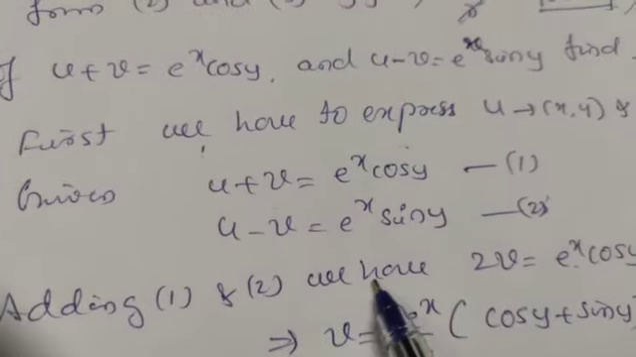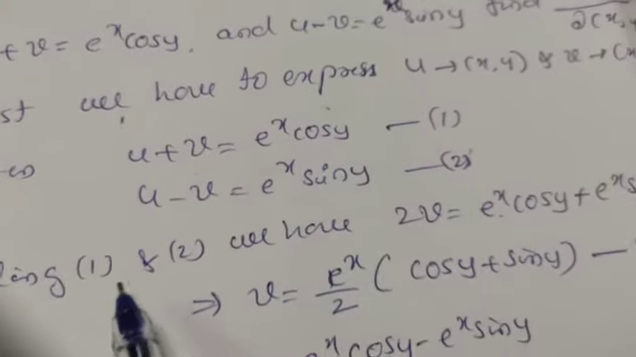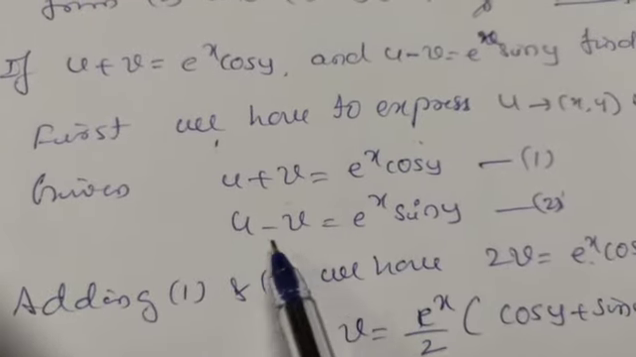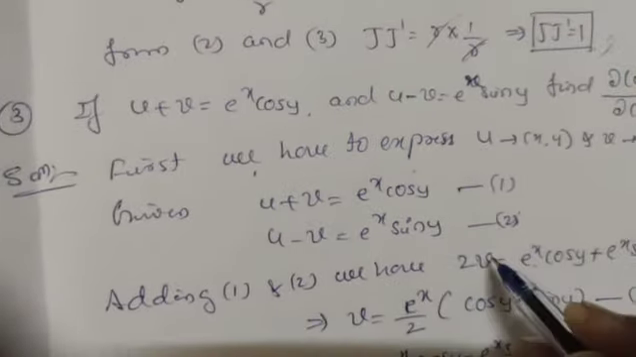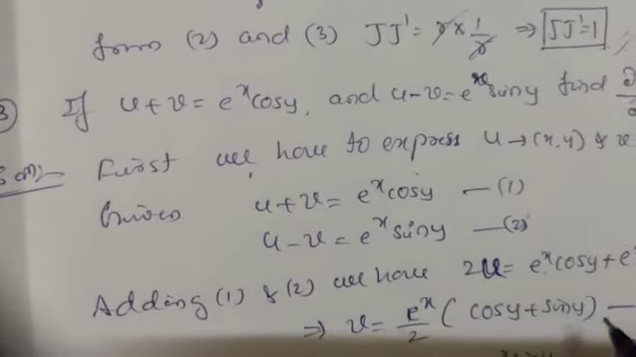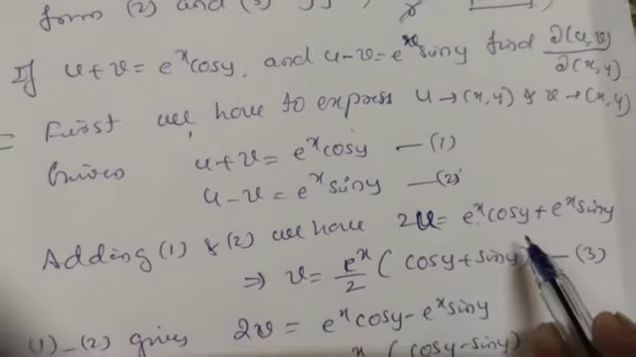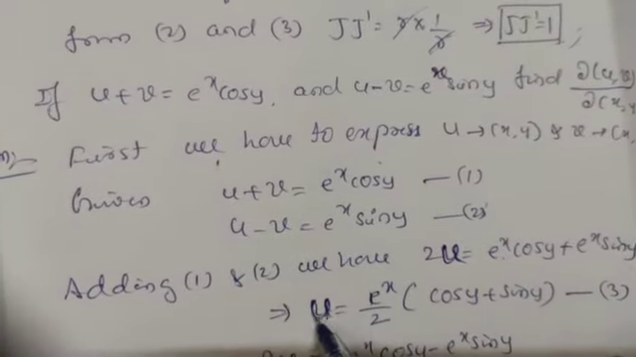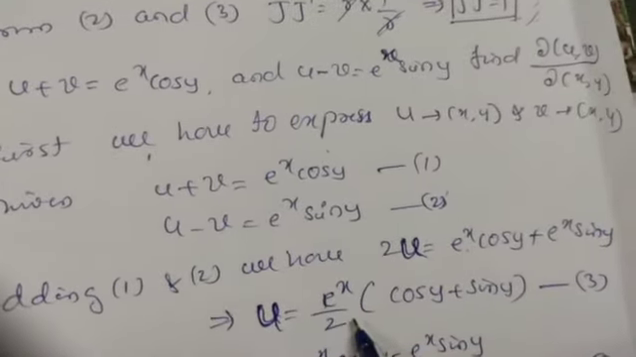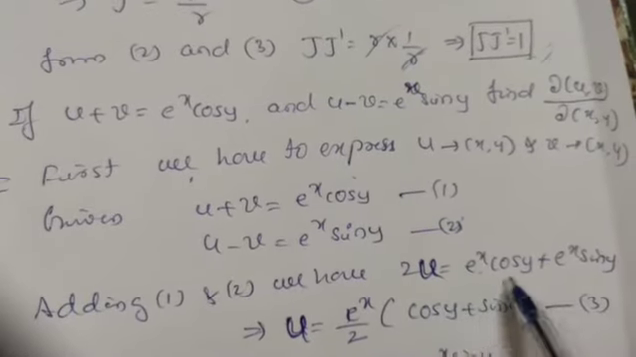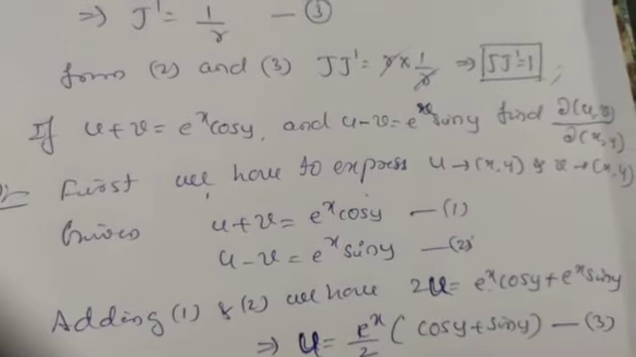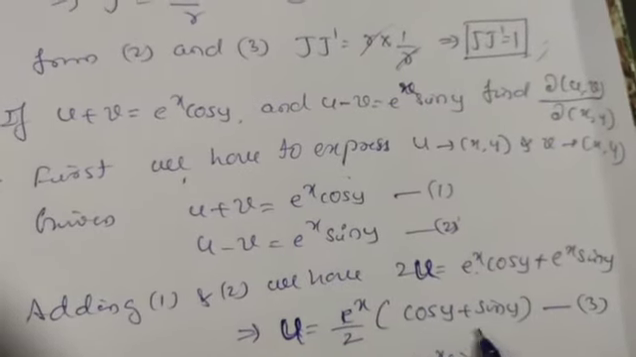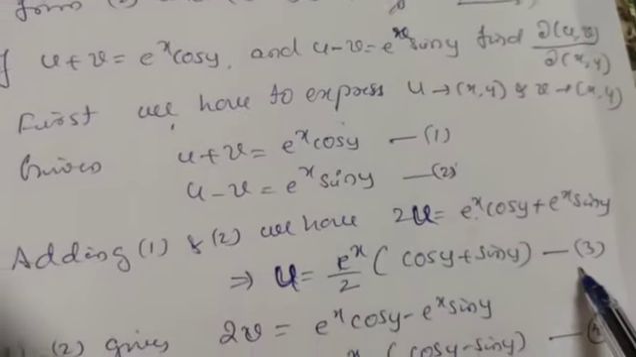Adding these two equations, after adding you will get u, and v gets cancelled, it is 2u, it is not v. This is 2u equals e raised to x into cos y plus e raised to x into sin y. So this implies u equals e raised to x divided by 2. Let us take e raised to x common, and this 2, if you take it in the denominator, it becomes e raised to x divided by 2 into cos y plus sin y. Take this one as the third equation.